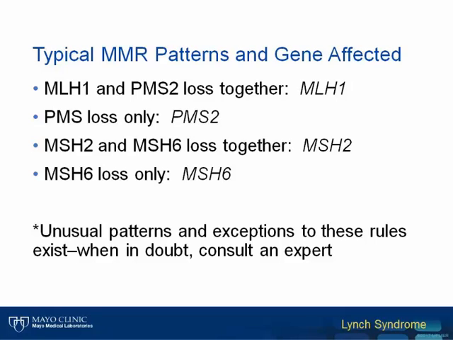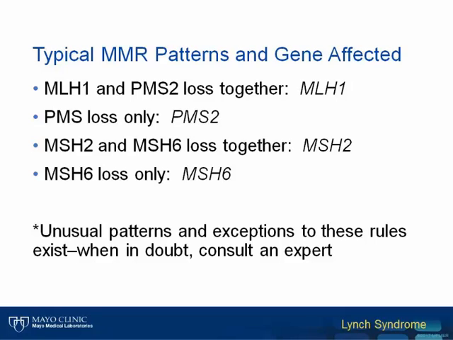Finally, it is useful to know the typical mismatch repair patterns seen by immunohistochemistry. Loss can occur in pairs like MLH1 and PMS2 or MSH2 and MSH6. When there is loss of MLH1 and PMS2, for example, the MLH1 gene is usually affected, while PMS2 is lost secondarily due to instability of the protein in the absence of MLH1. The same concept is true for MSH2 and MSH6.